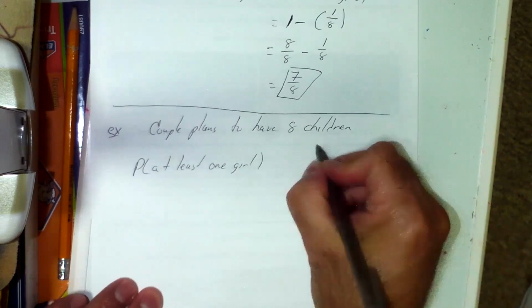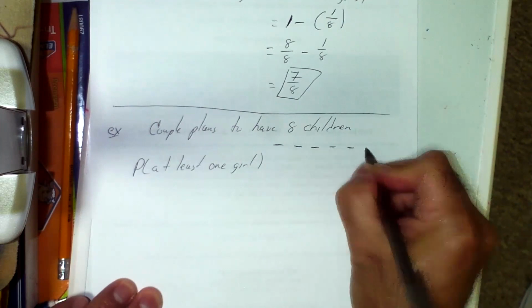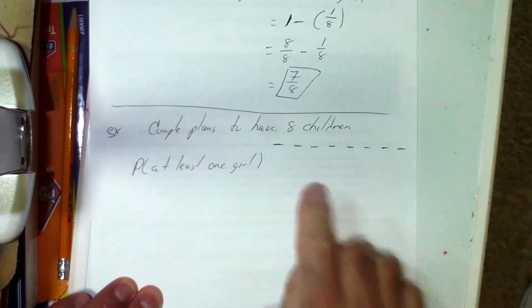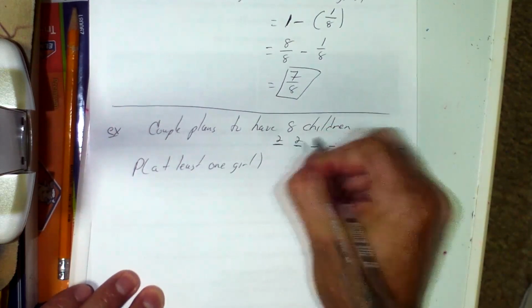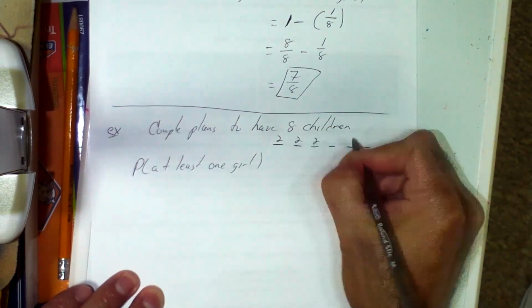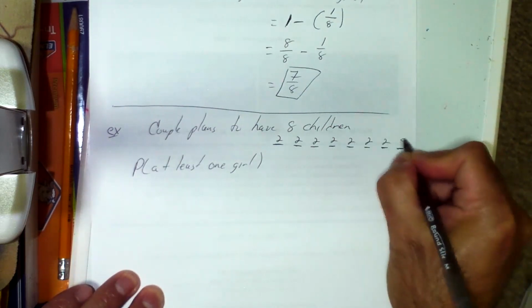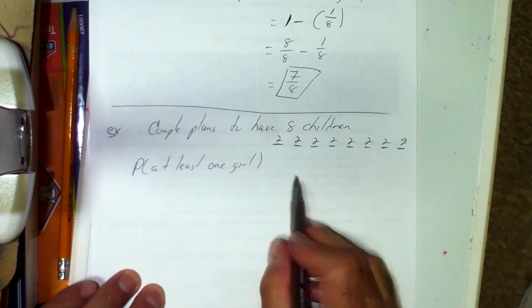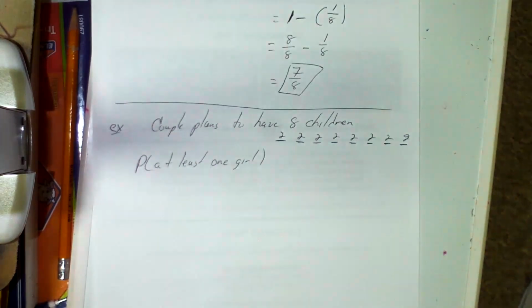So if I list children 1, 2, 3, 4, 5, 6, 7, 8, each child has how many? There's 2 genders for the firstborn, 2 for the second, 2 for the third, 2 for the fourth, 2 for the fifth, 2 for the sixth, 2 for the seventh, and 2 for the eighth. You multiply 2 times 2 times 2 times 2 times 2, all those numbers, and you get 256.